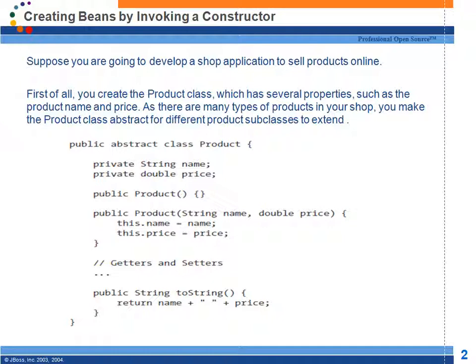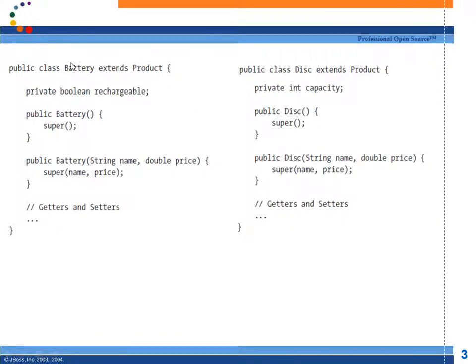Assume that there is a class like this, Product, which is having name, price, status and getters, and there are two constructors, and there are two subclasses. Battery is extending Product and Disk is extending Product. Battery is having a rechargeable extra variable, and Disk is having capacity, status and getters. That's all. These are three things. We'll see a lot of examples with these classes.